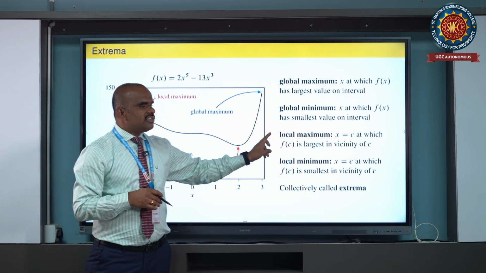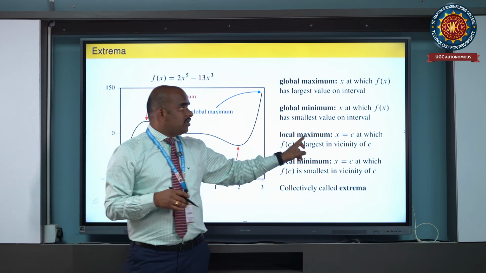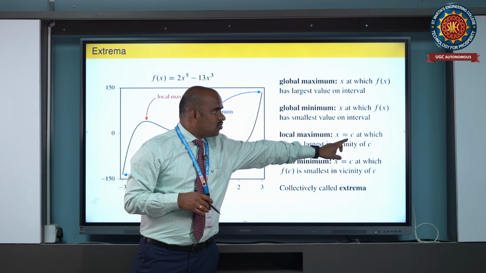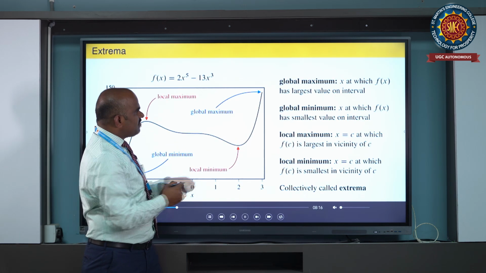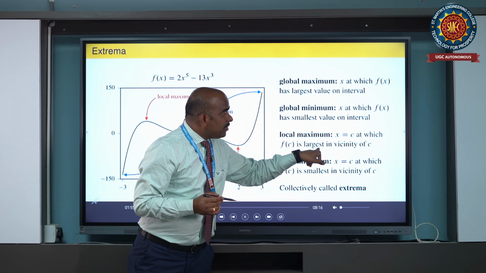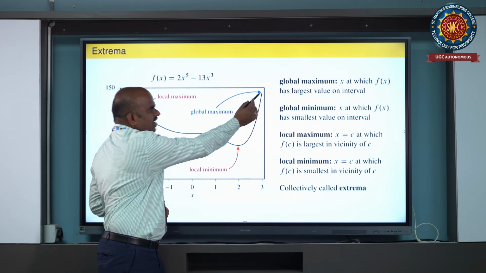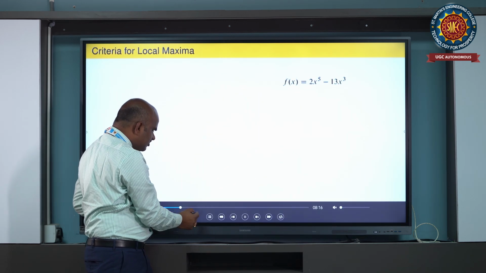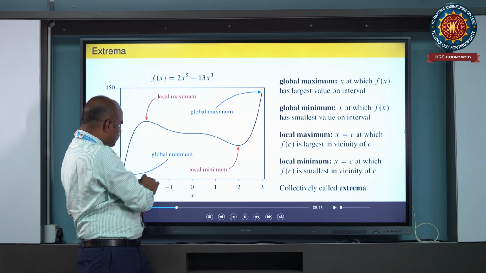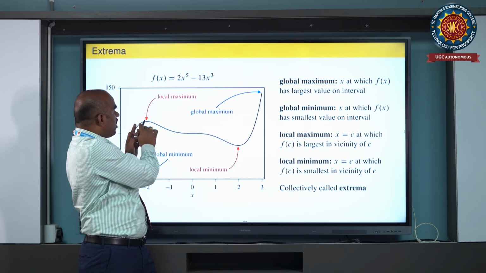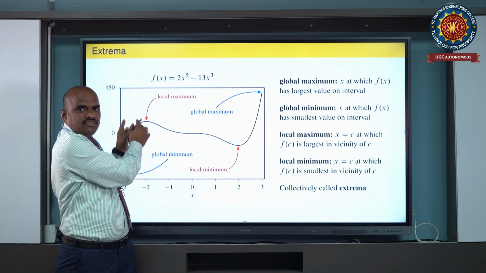Similarly, what is the local maximum and what is the local minimum? A local maximum is a value of x at which f of x is largest only in its nearby surroundings. Here f of x is maximum at x equal to 3, and f of x is also maximum at x equal to minus 2 in its surroundings. But x equal to minus 2 is not the overall maximum; x equal to 3 is. So in this surrounding only it has the maximum.